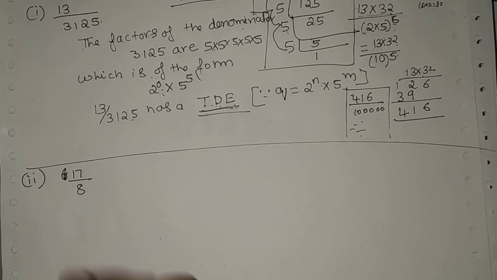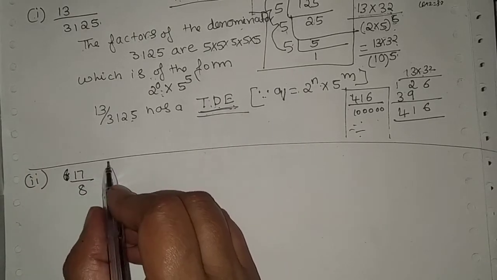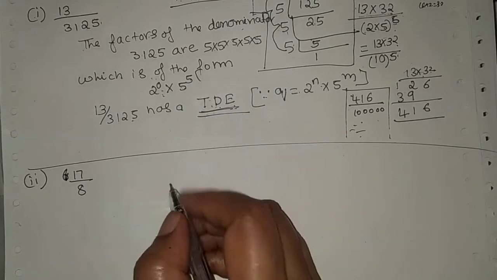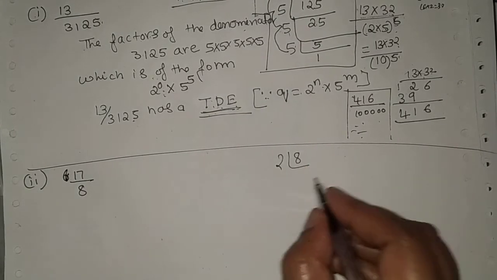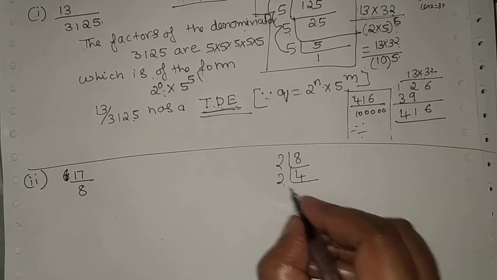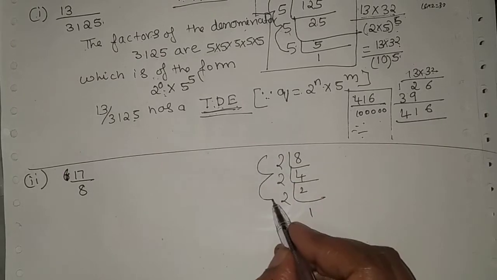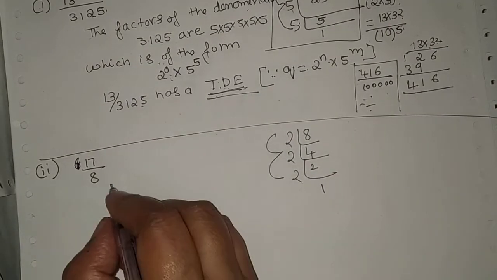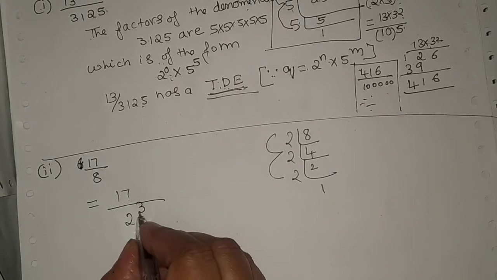We'll take the second one. The second one is 17 by 8. I will not write the steps here directly, I will just solve it. So take 8 and factorize: 2 fours are 8, 2 twos, then 2 ones. So here we are getting 2 cube. So we'll write 17 by 2 cube.